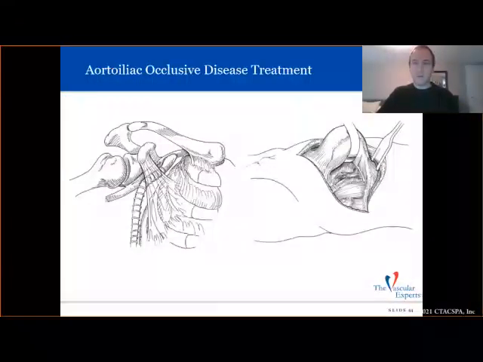There's axillobifemoral bypass. Here's a picture of a graft sewn onto the axillary artery, the first portion just medial to the pec minor. And then you can do an aorto-uni-iliac. There's a little retroperitoneal incision where you can do an aorta to iliac, aorto-uni-iliac bypass.